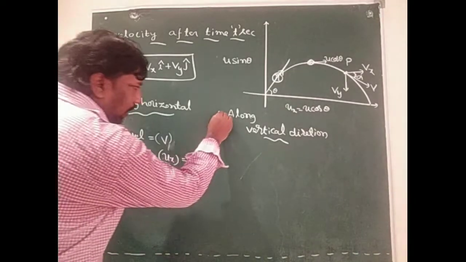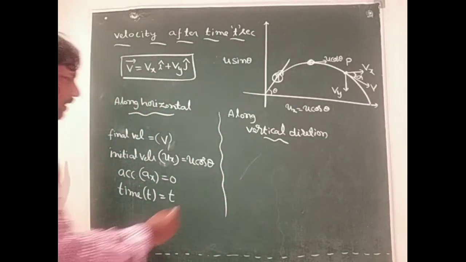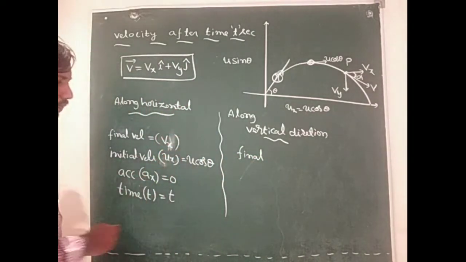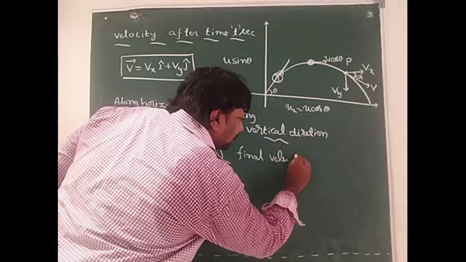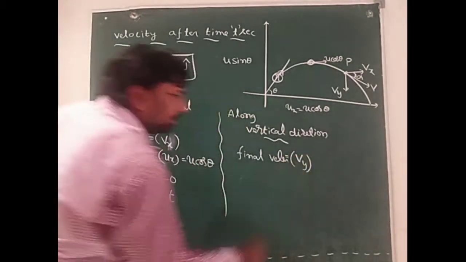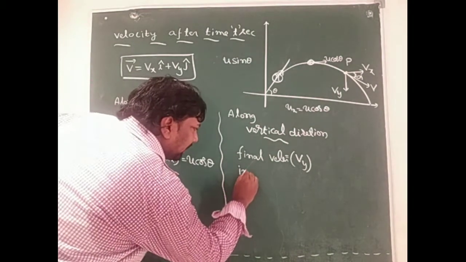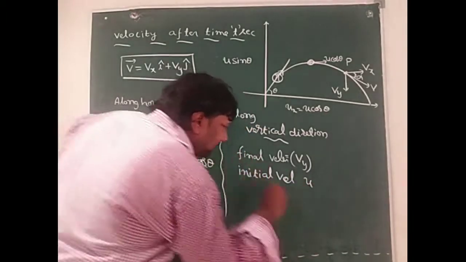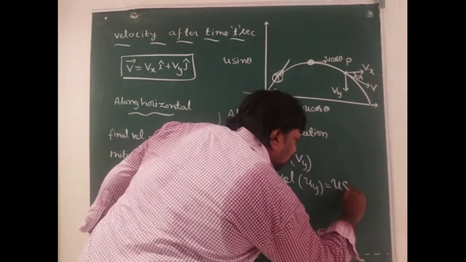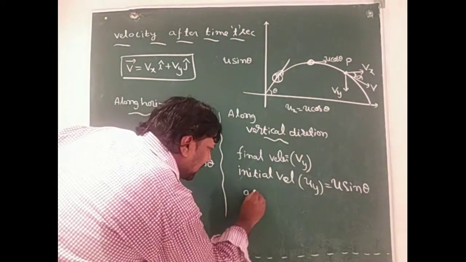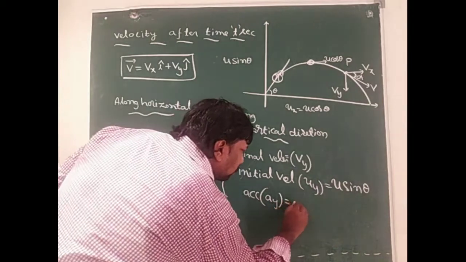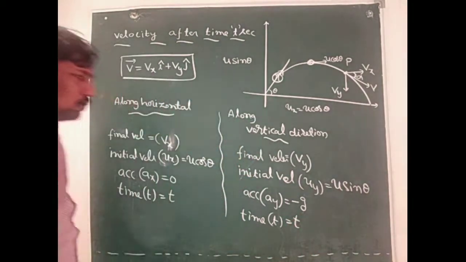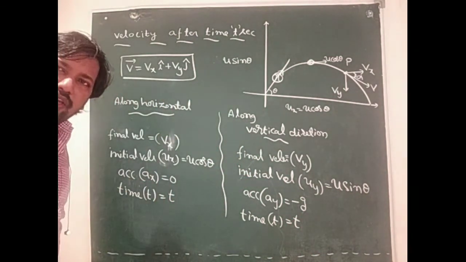Okay. So along vertical direction, final velocity, that is vy, and initial velocity, that is uy, u sin theta. Acceleration ay equal to minus g and time t. So these values are substituted in the equation.